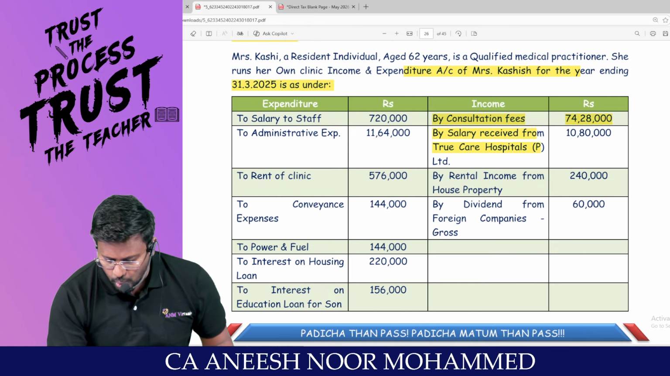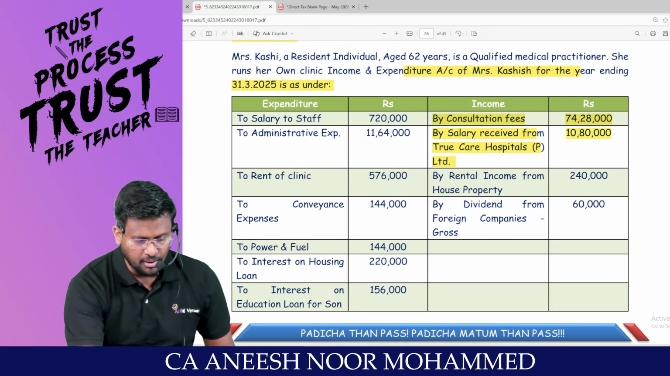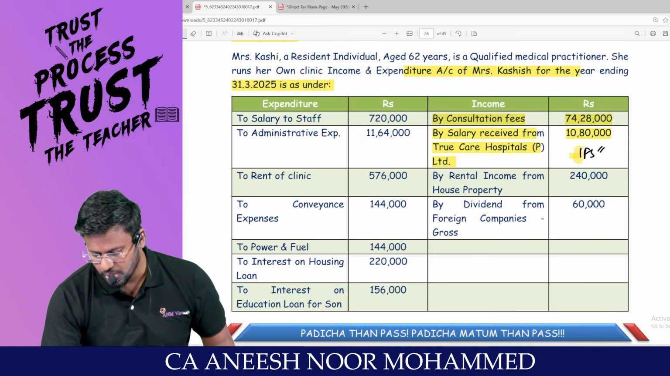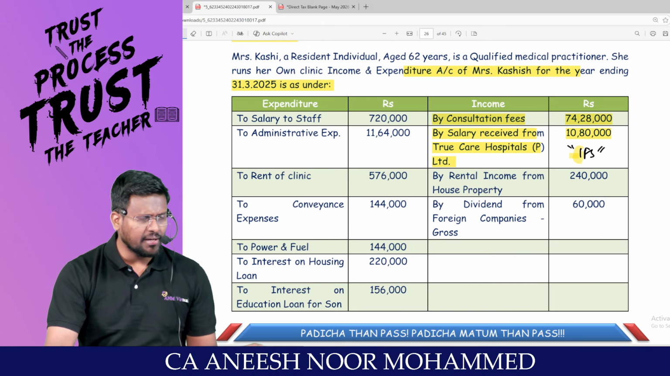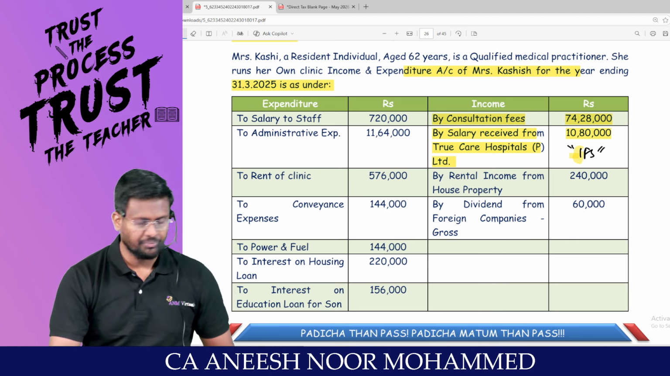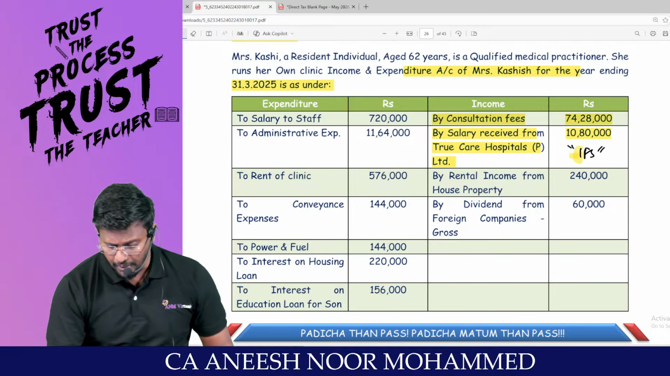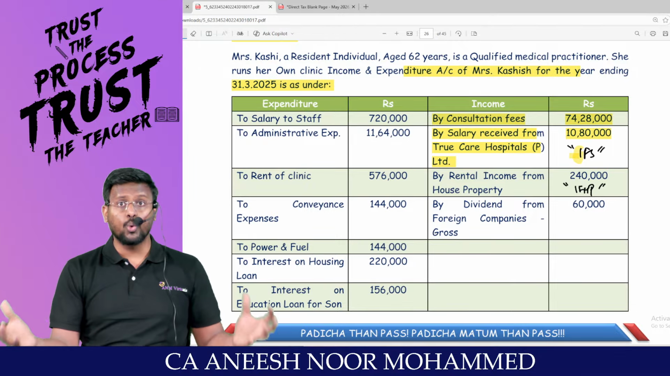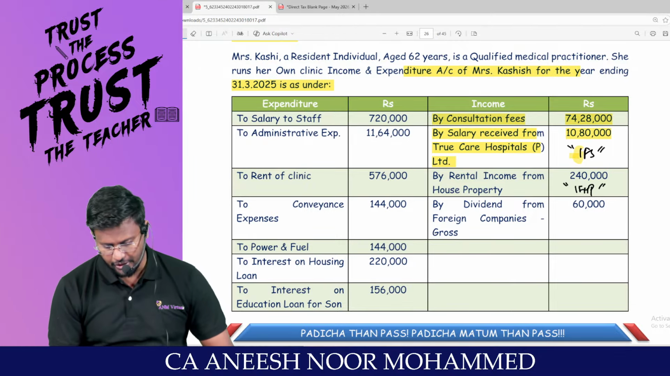Salary received from True Care Hospital Private Limited. This should be taxable under the head income from salaries. So this has to be eliminated from the income and expenditure account, deducted from PGBP and included in salary. Rental income from house property, this should be included in IFHP. That means removed from the PGBP and included in IFHP.